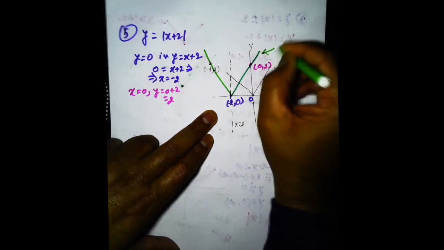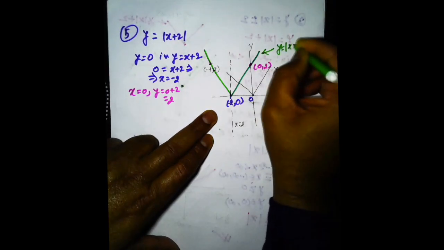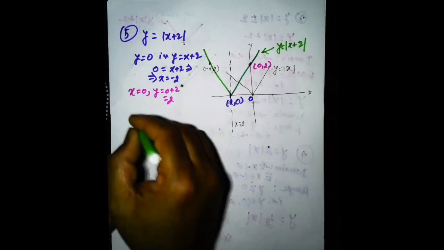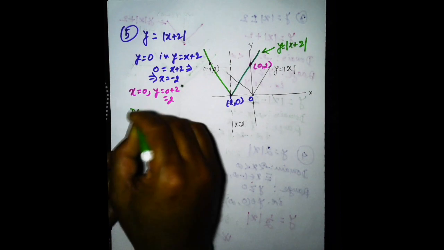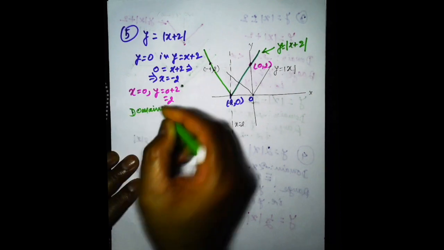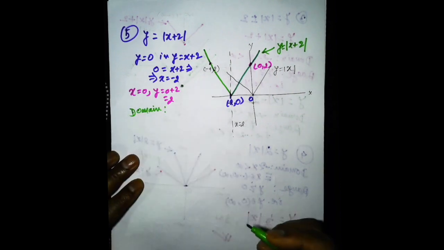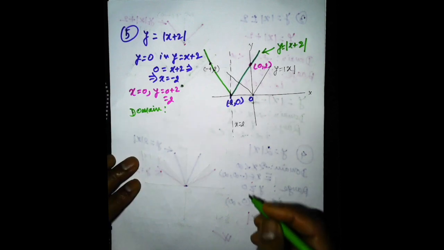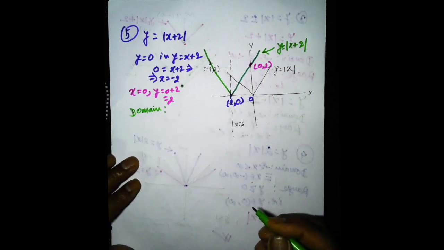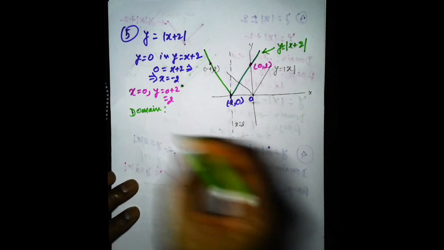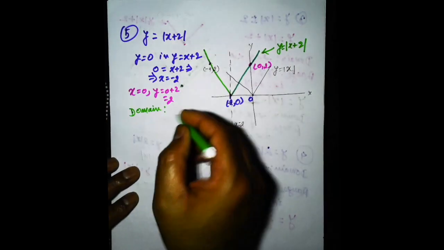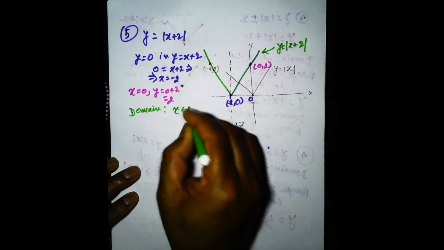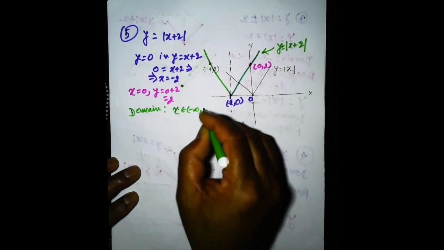So this is the graph of y equals |x + 2|. First of all, we talk about the domain of this graph. You can see the domain of this graph is still from negative to positive infinity. So the domain is the entire real number system. So x belongs to negative infinity to positive infinity.